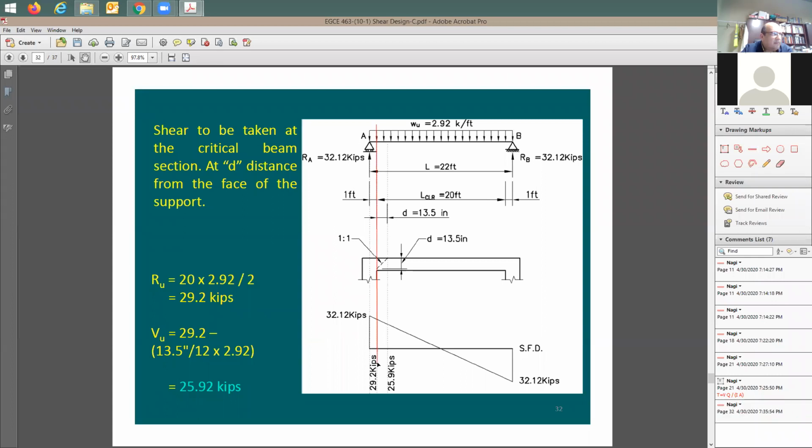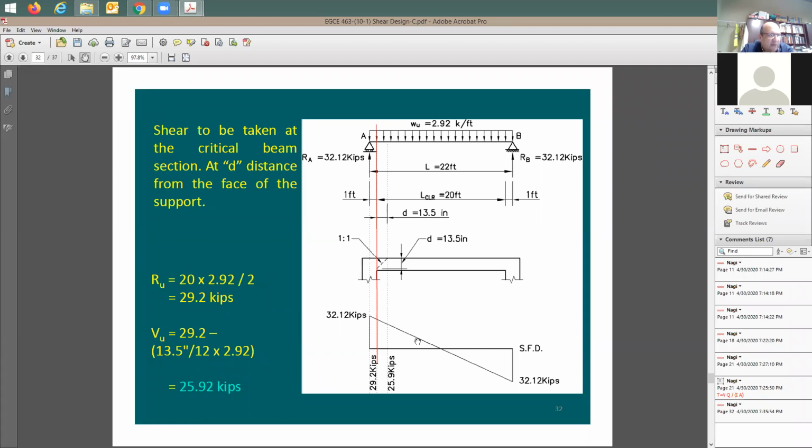I can call this the reaction if you like. So you can take here 22 divided by 2 times 2.92 to give you here 32.12 kips. This gives you the reaction. The shear at face of support is going to be, because this is going to be the clear span, equal to 20 feet times the ultimate load divided by 2. You have here 29.2 kips.